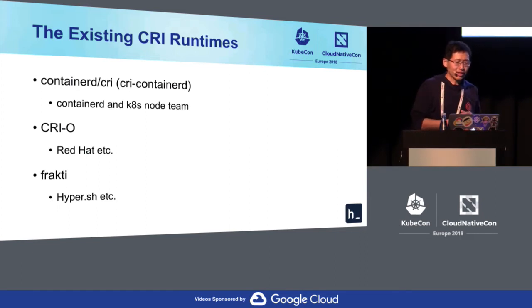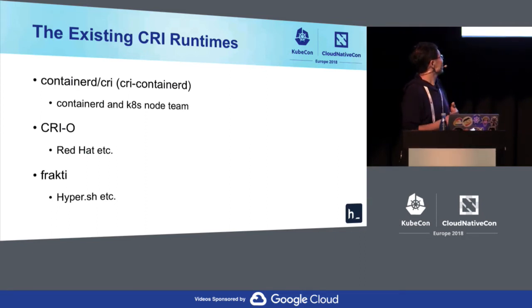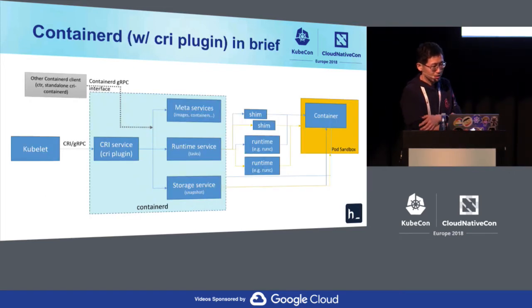The existing CRI runtimes include CRI Containerd, which has now become a plugin of Containerd and will not run as a separate process. And CRI-O is from Red Hat and other companies in the community, and lastly we'll introduce Frakti. I will introduce how they implement the CRI and what the differences are. Firstly, it will be Containerd with the CRI plugin.